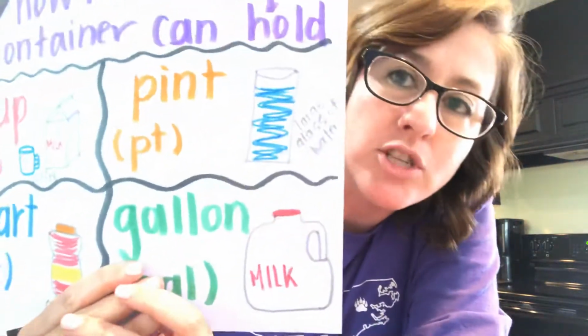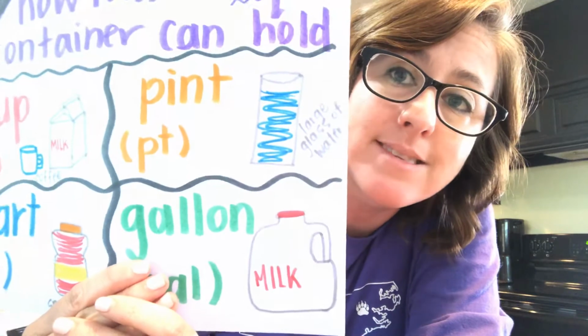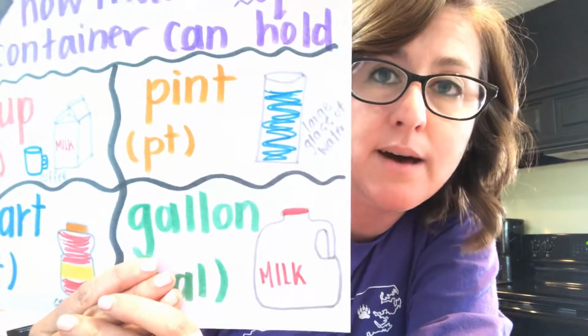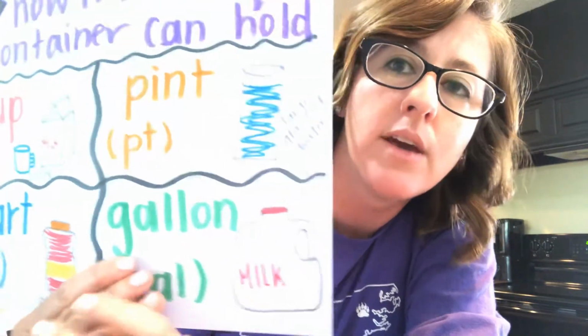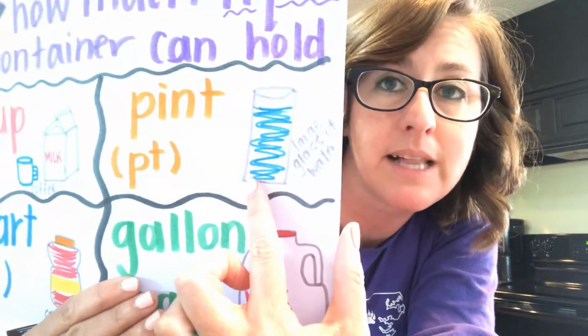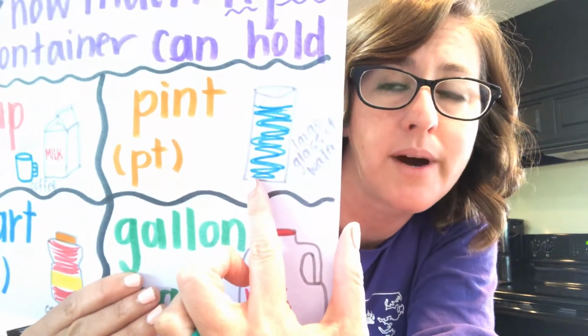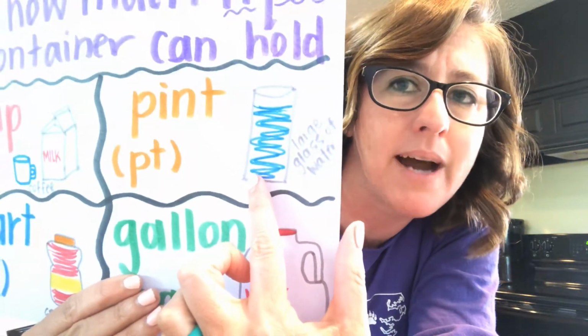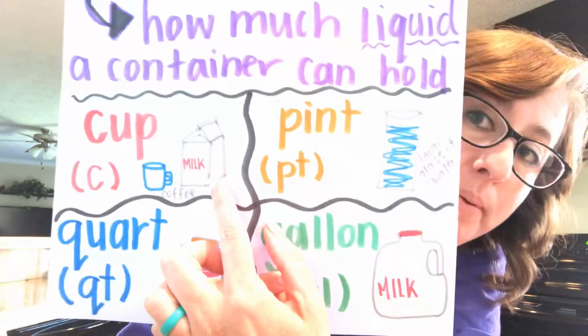Then we have another measurement here. We can measure things in pints. Pints are a little bigger than a cup, and I'll help you understand that in a minute. Okay, so this is if I had like a nice tall drinking glass, okay? Maybe like that pink glass I showed you earlier that I like to drink my water out of. That might be more like a pint of water versus a cup of water.